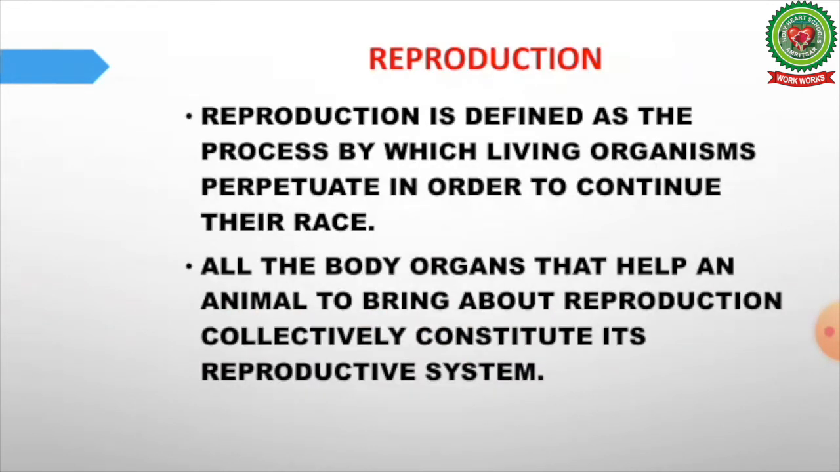First of all, what is reproduction? Reproduction is defined as the process by which living organisms perpetuate in order to continue their race. All the body organs that help an animal to bring about reproduction collectively constitute its reproductive system.